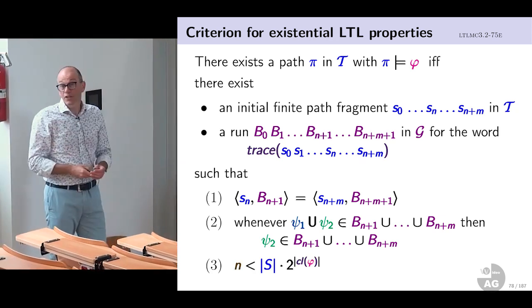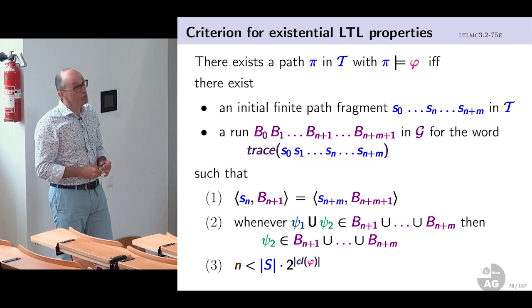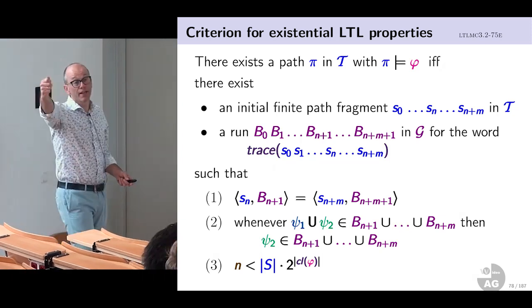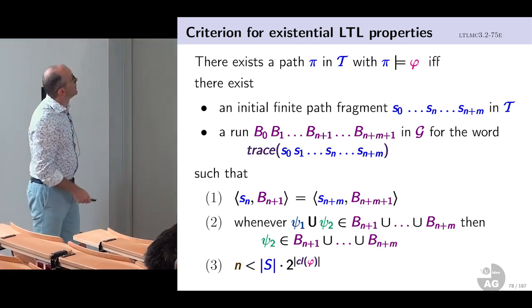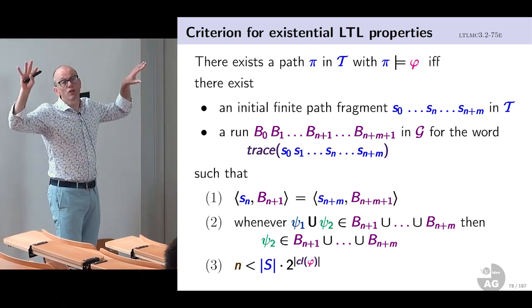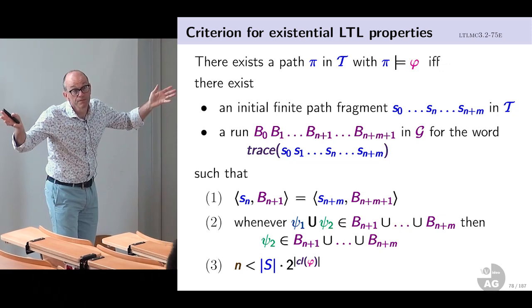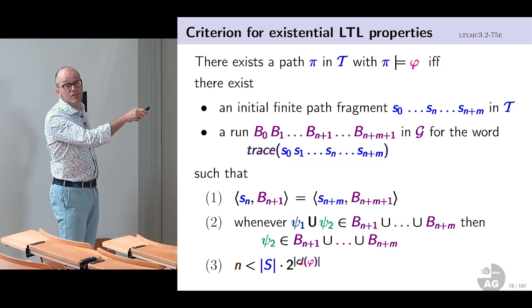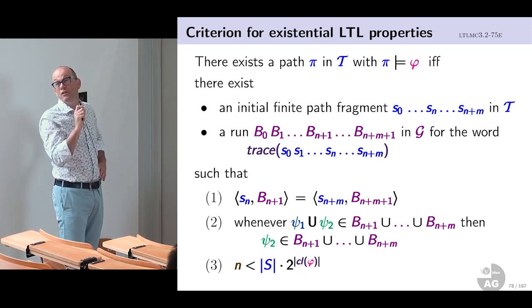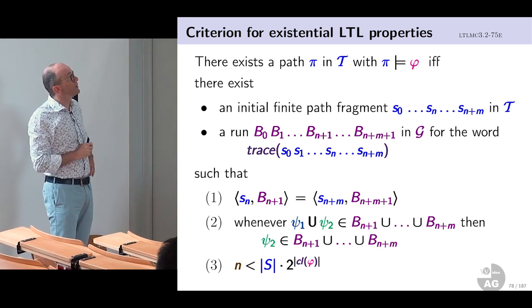Good. For the rest, this n has a certain length. We are not allowed to guess arbitrary length. Why not? Because we have this space constraint, so it needs to be polynomial in the size of the input. The input is the size of the transition system times the number of states in my automaton. Remember, the number of states in the automaton is exponential in the size of the formula.